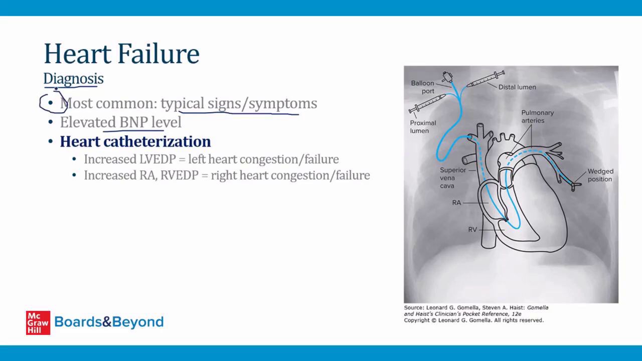If you really want to know if someone has heart failure, though, the gold standard is a heart catheterization. We rarely do this because it's an invasive procedure, but this involves threading a catheter into the chambers of the heart, like what's shown on the slide here, and you can measure the wedge pressure in the pulmonary capillaries, and this is basically equal to the LVEDP, so if that's increased, it tells you the patient has left heart congestion and failure. You can also use the heart catheterization to measure the right atrial and right ventricular end diastolic pressure. And when these are increased, it tells you the patient has right heart congestion or failure. But this isn't often done.